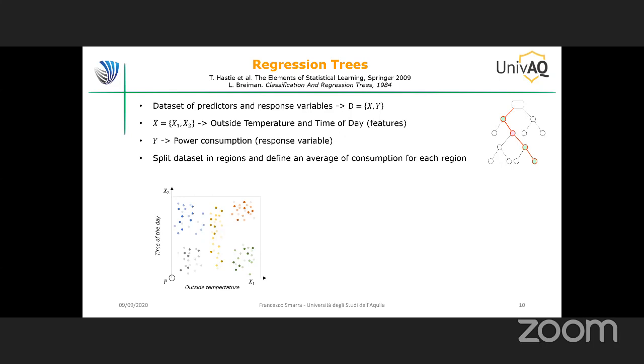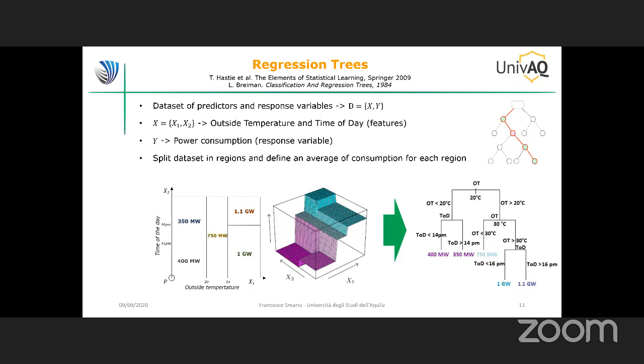Once this partition is created, the algorithm assigns to each region of the partition dataset an estimated response that is the average of all the samples in each region. So this basically provides a statistical behavior of the system that is associated to a tree structure. For example, suppose that we are before 2 p.m. and that the external temperature is lower than 20 degrees, then we can say that statistically we are consuming 400 megawatts of power.